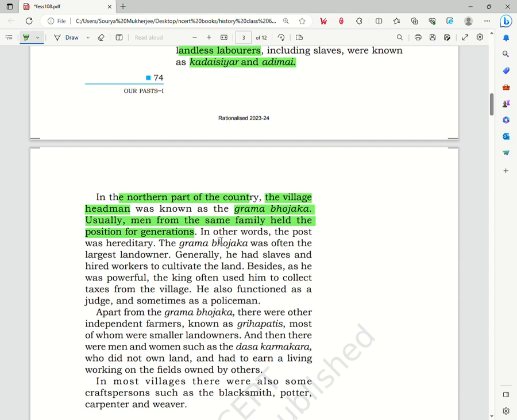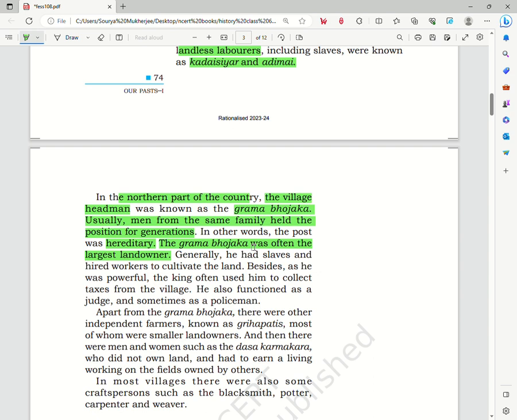So next we see that, in other words, the post was hereditary. As we read in the previous line, the Gram Bhojaka was often the largest landowner. This is quite important: generally the person who was the most powerful or had the most land in the village was elected, or it depended upon village to village. He was generally regarded as the Gram Bhojaka or the village headman.